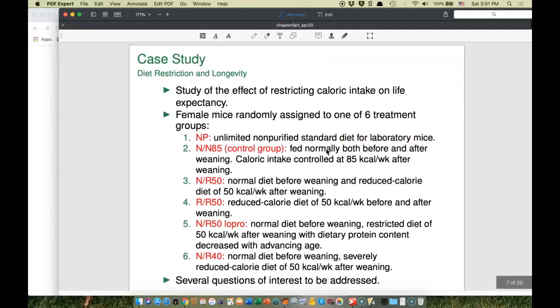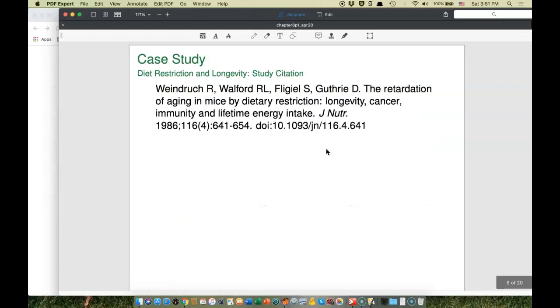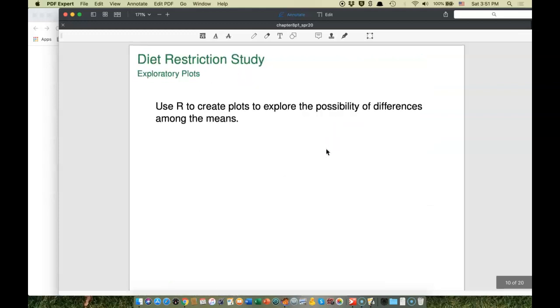All right, so here's the case that I had already introduced to you, and that's what we're going to consider. Now we're going to use R to create plots to explore the possibility of differences among the means. So how should we go about doing that? Well, we ought to get the data first, and then just take a look at it.